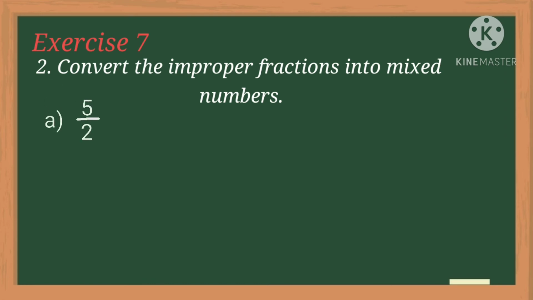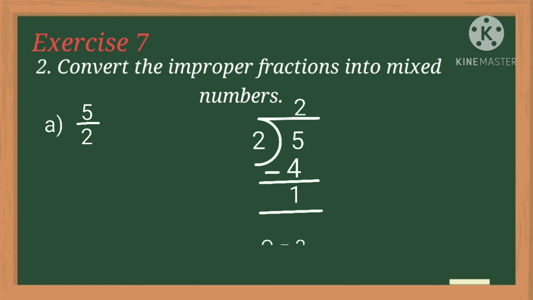Convert the improper fractions into mixed fractions. So divide the number: 2 twos is 4, 1 is the remainder. Starting with the quotient, 2 1 by 2 is the mixed fraction.